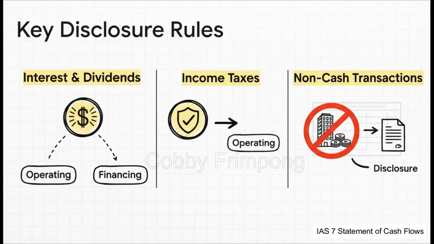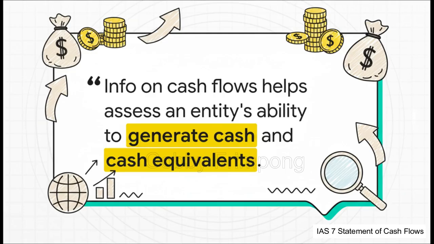And here's a crucial big one. Significant transactions that didn't involve any cash at all, like say buying a building by giving the seller shares in your company, are completely excluded from the statement itself, but you have to disclose them somewhere else in the financial reports. In the end, it all comes back to this core idea right from the standard itself.